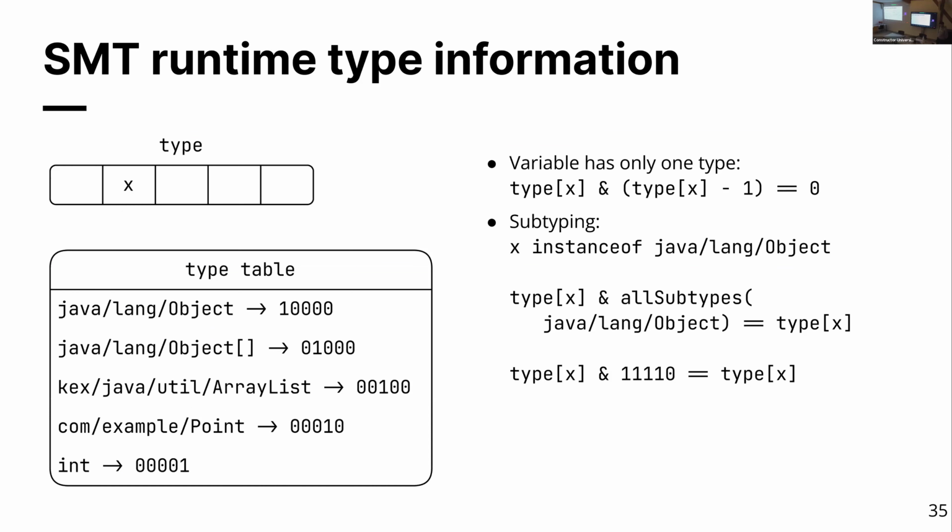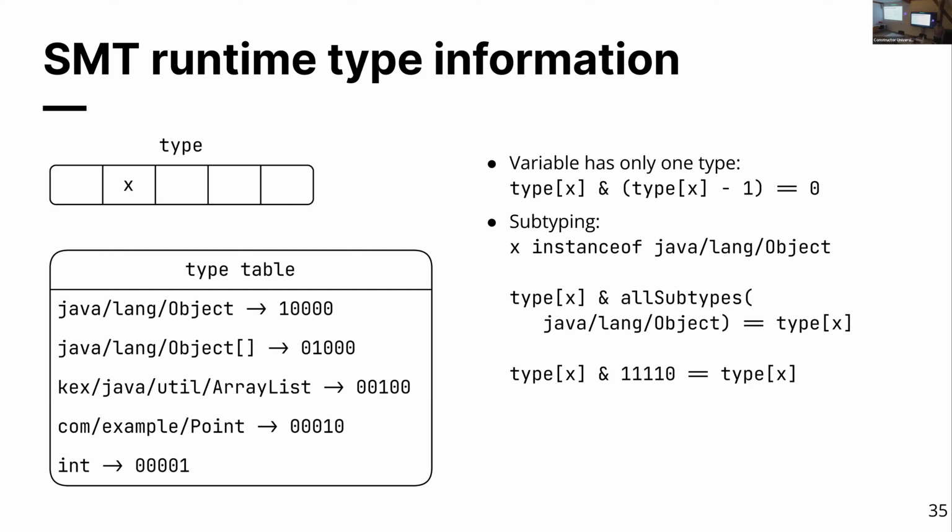And a little bit about types. As I said, we encode all the type information into our formula. How do we do it? First, we scan our symbolic state or our program and extract all the types that appear in the program somehow. In this case, for example, we have five types. And we assign each type a unique power of two value. And we associate each pointer with a value in the type property array. And we add some restrictions for this type value. Basically, we say that a variable can have only one type. So we say that the value stored in this array should also be a power of two.